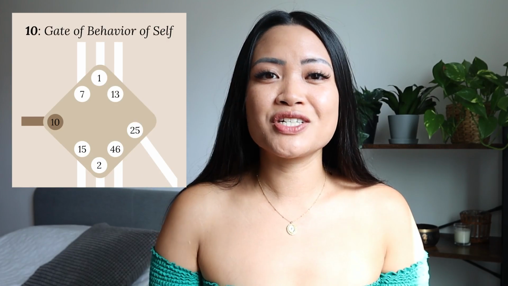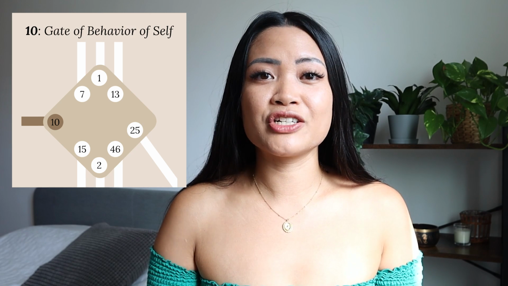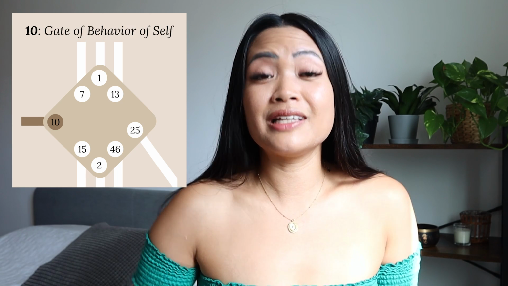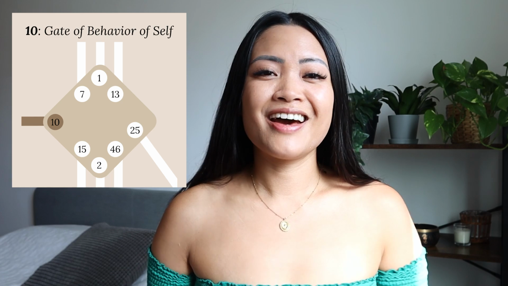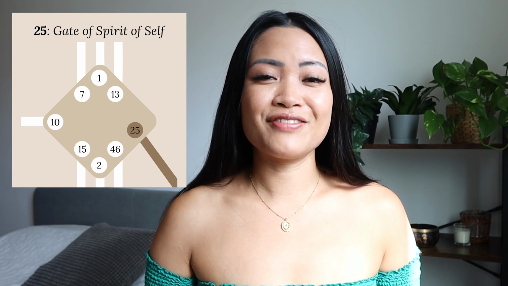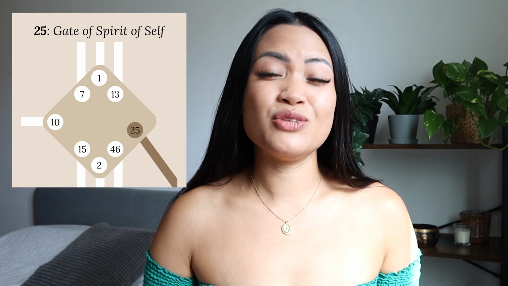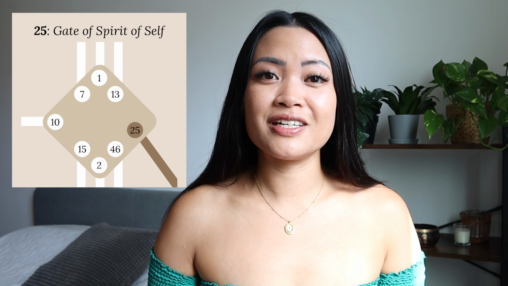Next, we have gate 10, which is the gate of the behavior of self, and it's the energy of self-love and really loving one's unique being. We have gate 25, which is the gate of the spirit of self, which is tied to universal love. And again, there also is this theme of deep compassion and love for others, for everyone.